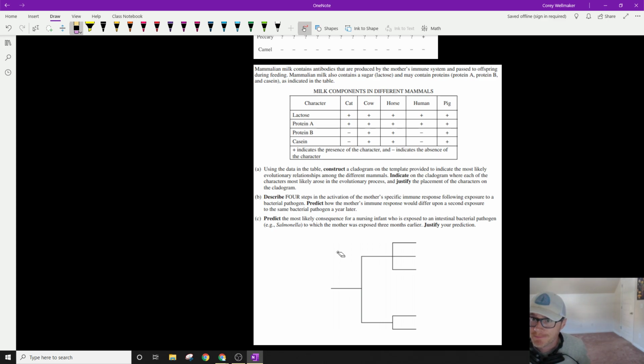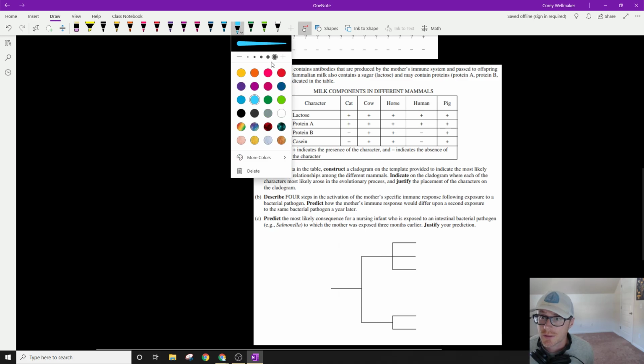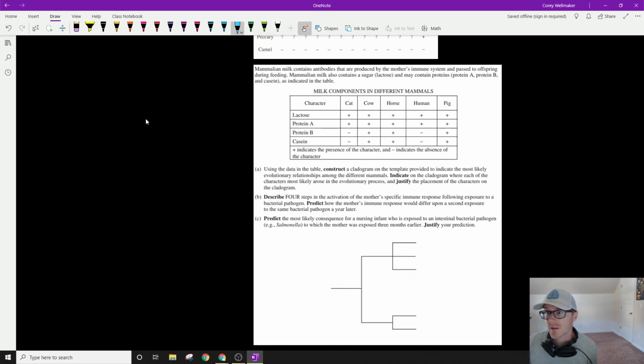All right, so for this first one, it says mammal milk contains antibodies that are produced by the mom's immune system and passed to offspring during feeding. The milk also contains a sugar and many proteins, as indicated in the table. And they're asking us to use these characteristics in order to make a hypothesis about the evolutionary relationships. So we're not looking at the DNA sequences, we're not looking at the amino acid sequences, we're just looking at whether or not they produce a particular sugar or a particular protein in the milk.